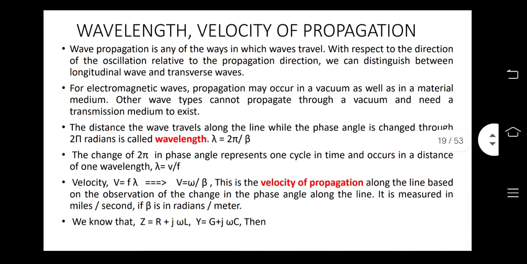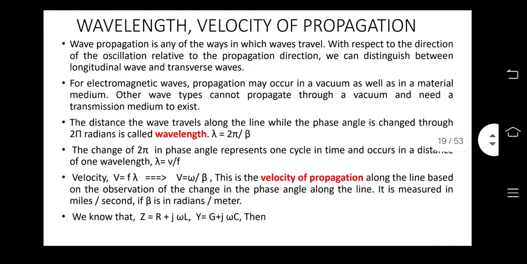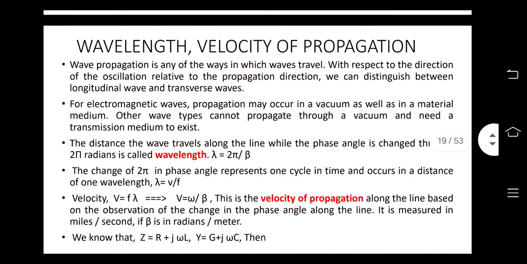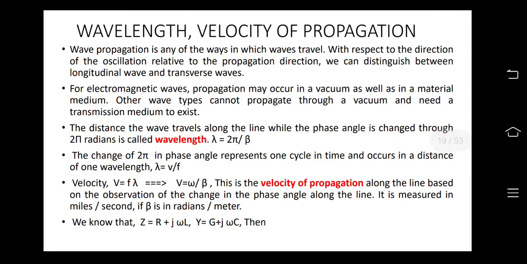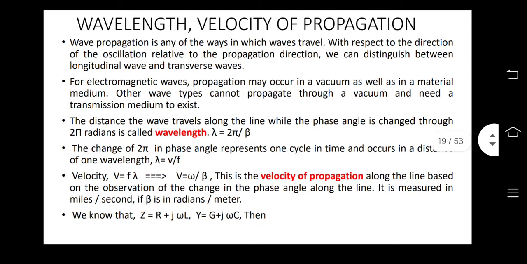Wavelength and velocity of propagation. The wave propagation is any of the ways in which the waves travel with respect to the direction of the oscillation relative to the propagation direction. We can distinguish between longitudinal waves and transverse waves. For electromagnetic waves, the propagation may occur in a vacuum as well as in a material medium. Other wave types cannot propagate through a vacuum and need a transmission medium to exist.